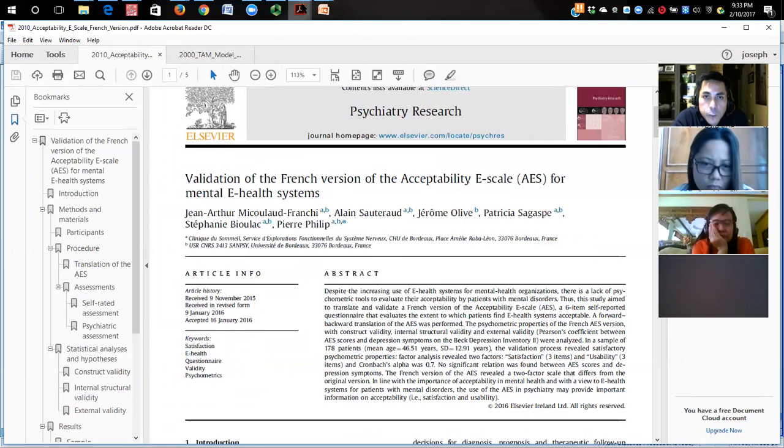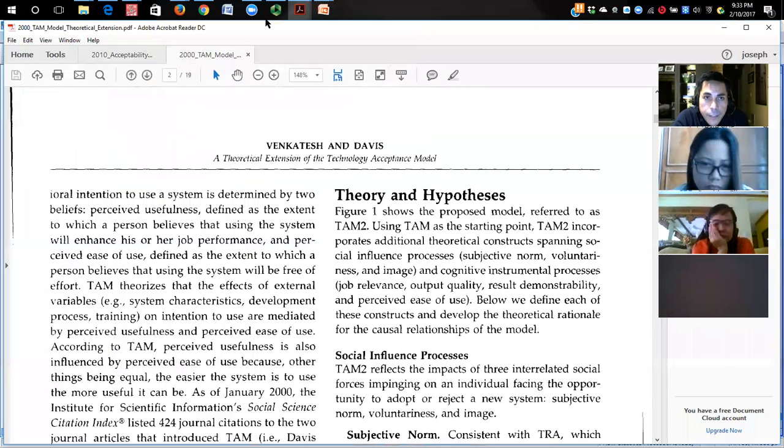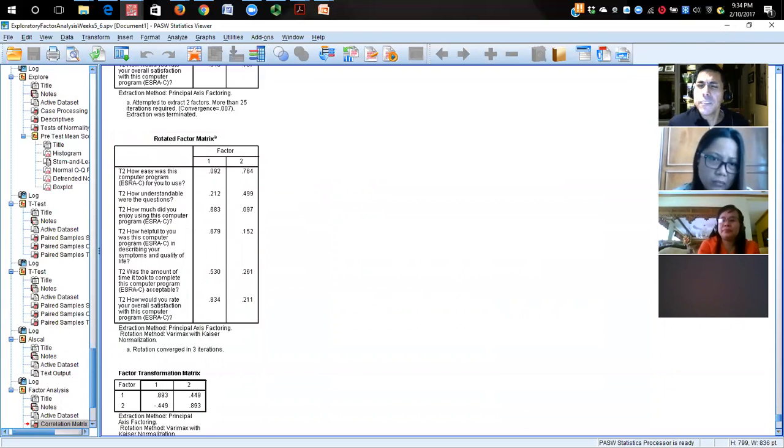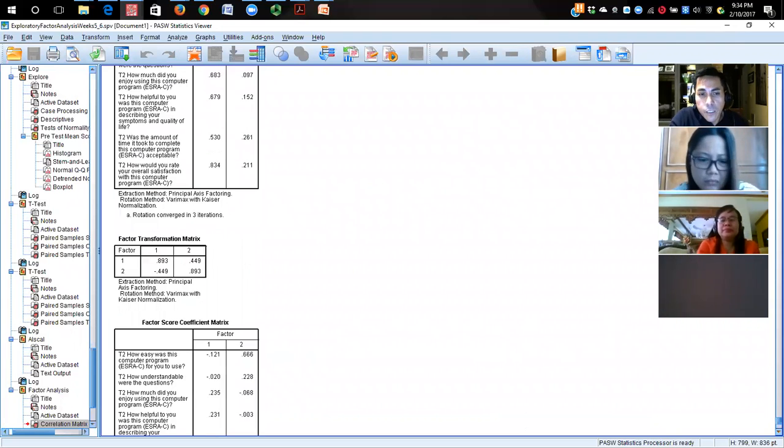They have two subscales, and that is their satisfaction subscale and then the usability subscale. So they named the subscale based on the first item with the highest loading, which talks about satisfaction. And this is the perceived usefulness. So that's how you're going to interpret this. It's very complex.